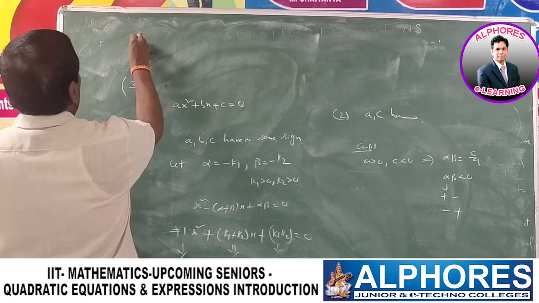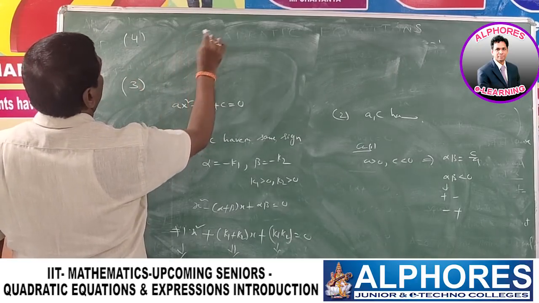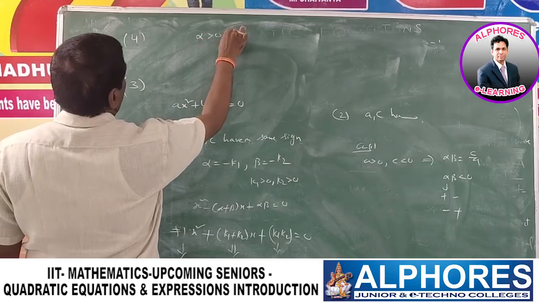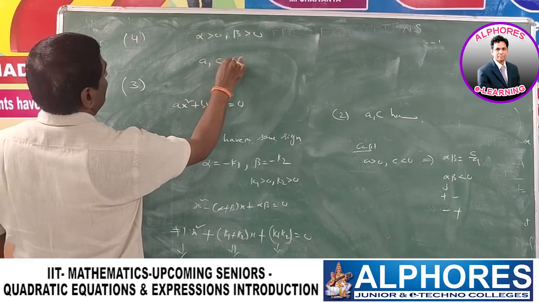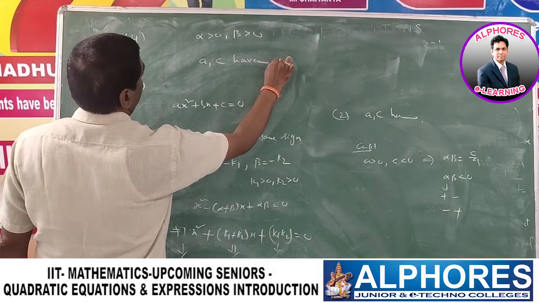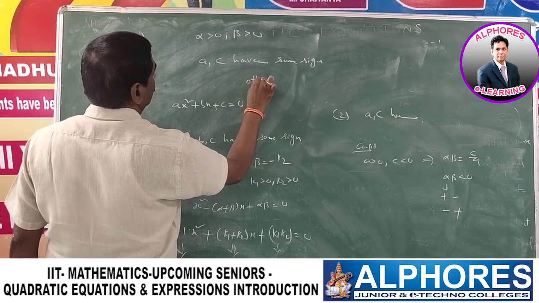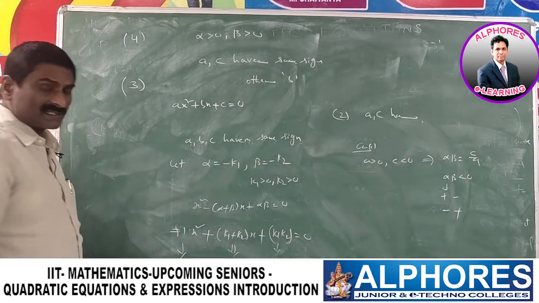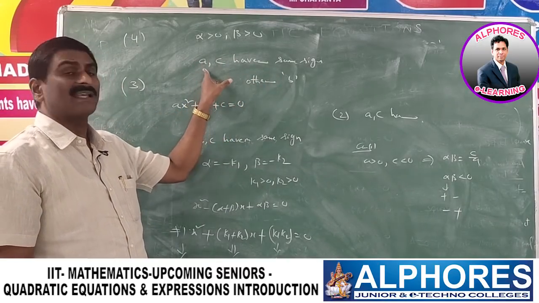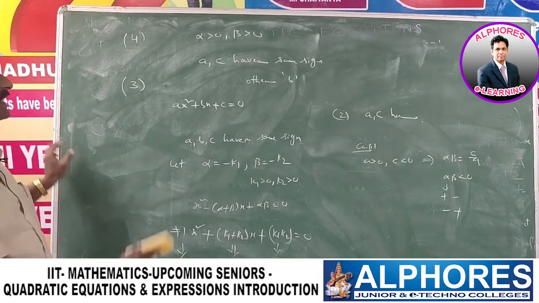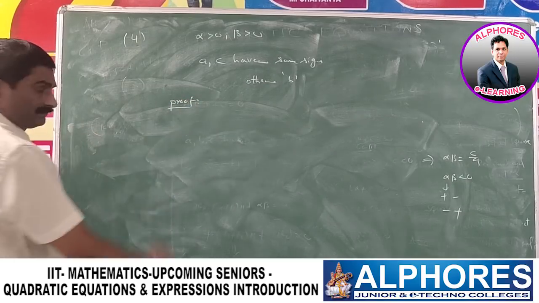Next property. If both roots are positive, that means alpha greater than 0, beta greater than 0, then a, c have the same sign, other than the sign of b. That means if b is positive, then a, c are negative. If b is negative, then a, c are positive. A, c have the same sign other than the sign of b. It can be proved in the following way.